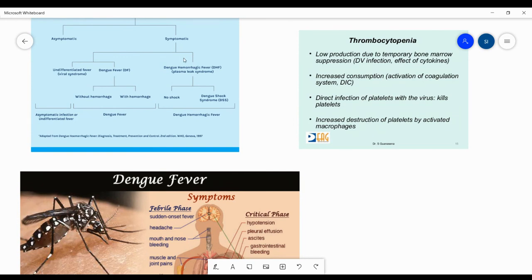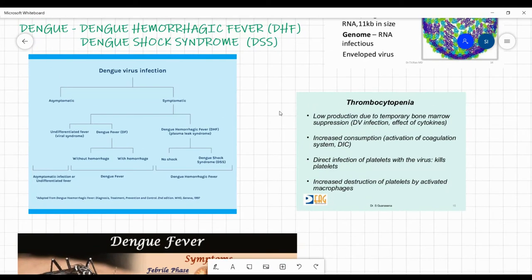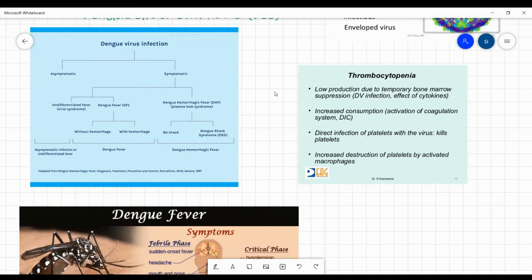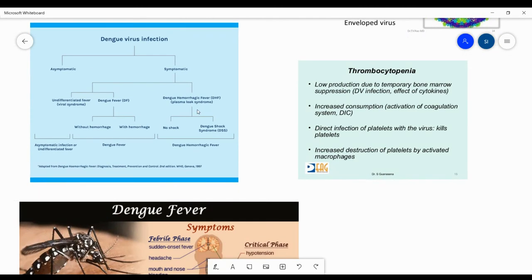So the critical phase is where the patient has dengue shock, dengue hemorrhagic fever, and dengue shock syndrome. These are standard abbreviations, DHF and DSS. So if the dengue hemorrhagic fever develops, the patient develops shock, then it is dengue shock syndrome, or he can just have a dengue hemorrhagic fever. So what is the difference?